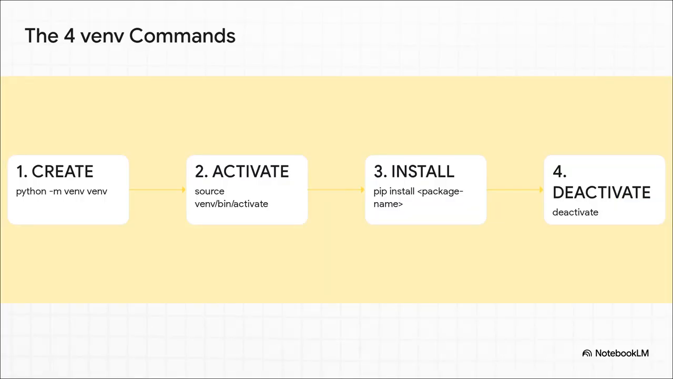And the best part? Getting started is way easier than it sounds. Python's built-in venv module really just boils down to 4 basic commands. You create the environment, you activate it, which is kind of like stepping inside the sandbox, you install whatever you need, and then you just deactivate it when you're done. That's pretty much the whole rhythm.